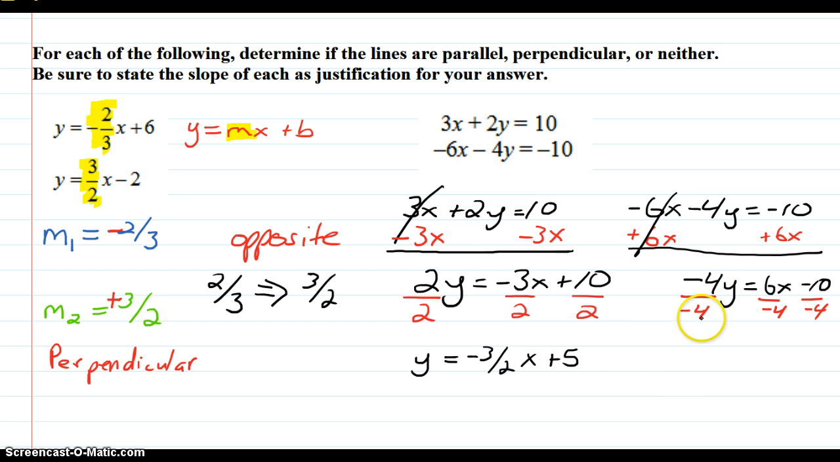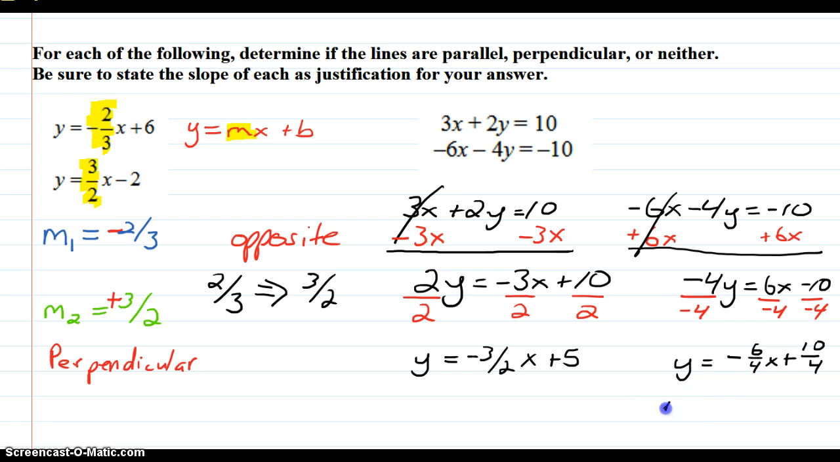And so now negative divided by negative gives positive. y equals negative 6/4 x, and negative divided by negative is positive 10/4. And so now as you look at these two and say, oh, well, they're different. Well, before you say that, let's go ahead and see if we can reduce our fractions.